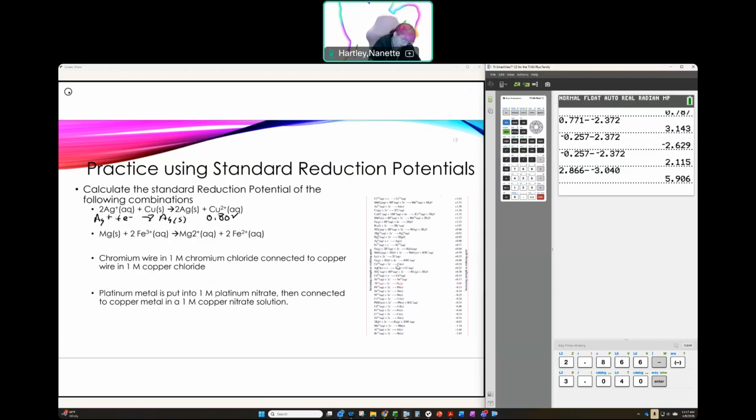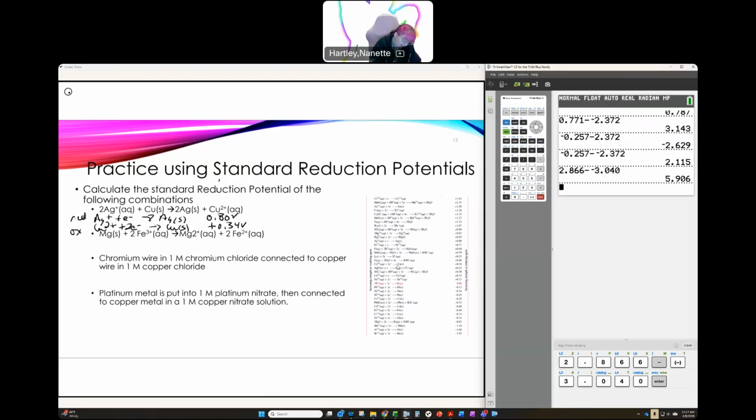So the Cu2+ plus 2e- going to Cu solid. And the value that I see for that is plus 0.34. So I've looked up those two values. I know that I'm going to take the E naught for the reduction, which is this one.